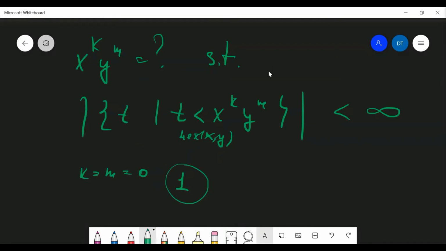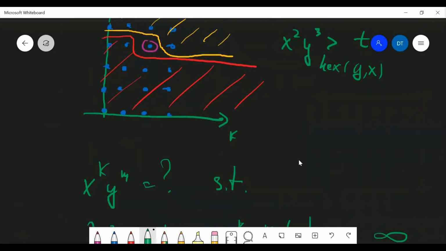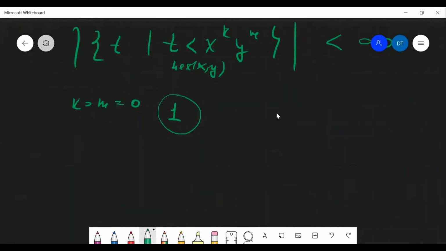Okay, and here on the picture, this is this guy. Let me write the picture again, but that's not it. I mean, if k equals 0, and m equals anything else. Yes, exactly.